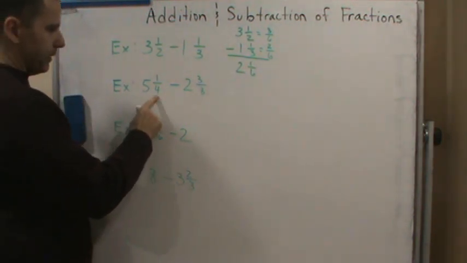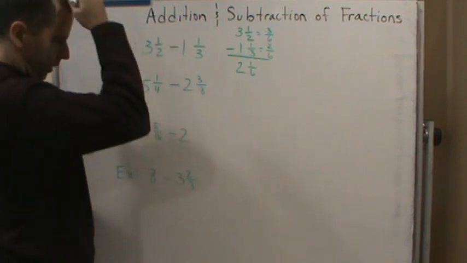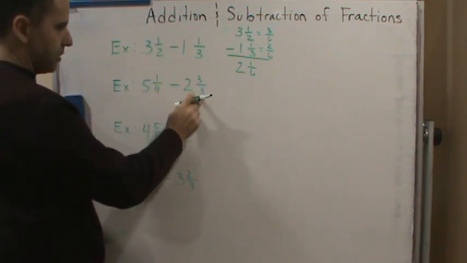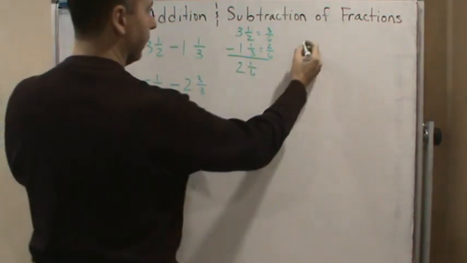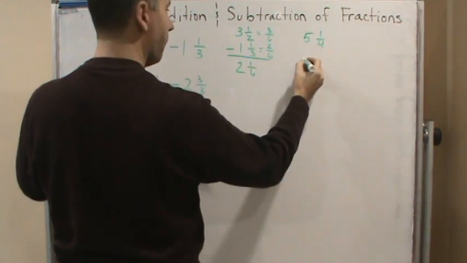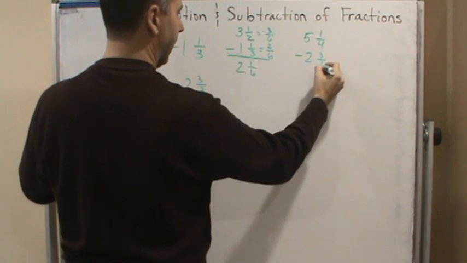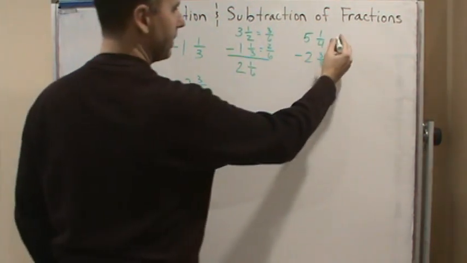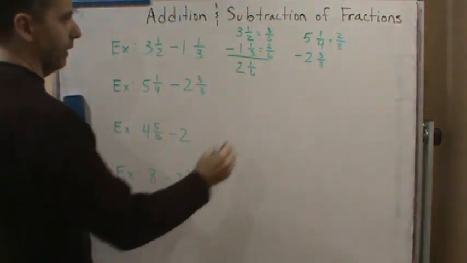Now the cool thing about this one is that 8 is a multiple of 4. So I don't have to change this one. So if I write this one, and I'll write it over here, 5 1/4 minus 2 3/8. Well, I can just write this as 2/8, right?